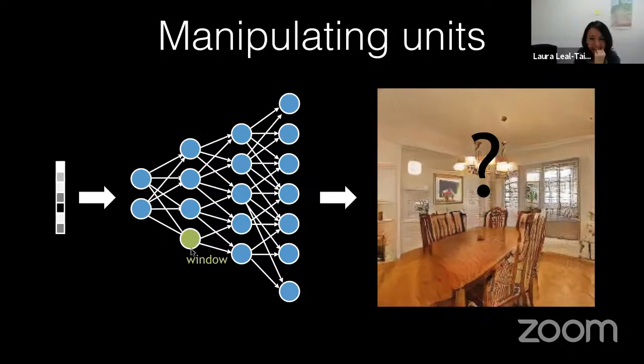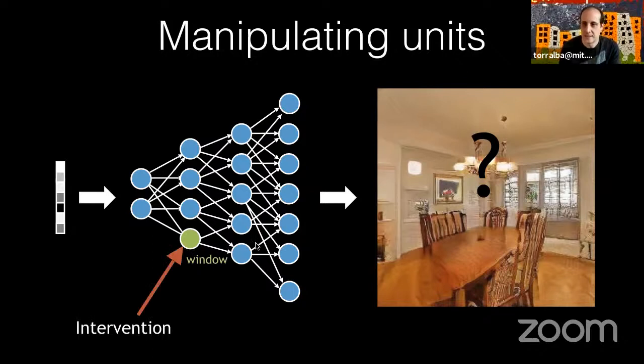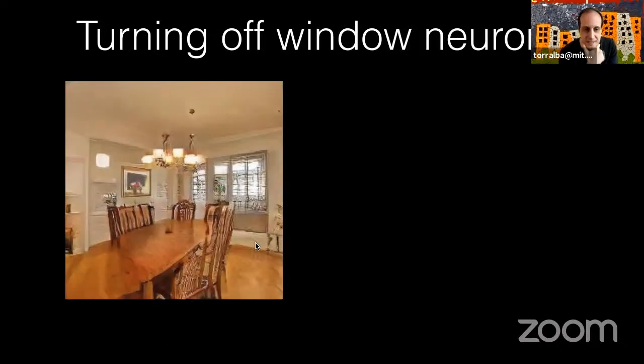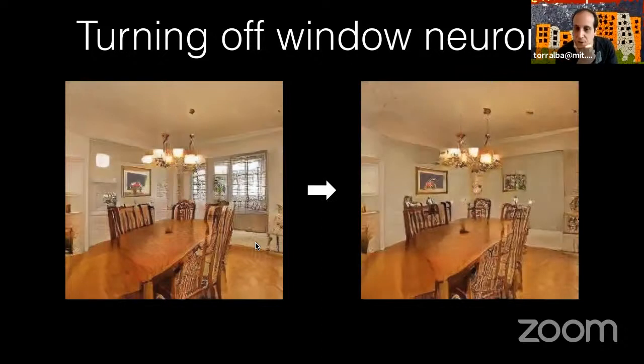So what happens if we intervene on this network and we start manipulating the activations of the units that we hypothesize as being window units? Here's an example of an image that was generated by the GAN. And now we turn off all the window neurons. What happens? Well, the windows are gone and they are replaced by paintings. It's not like we told the network to do anything specific.